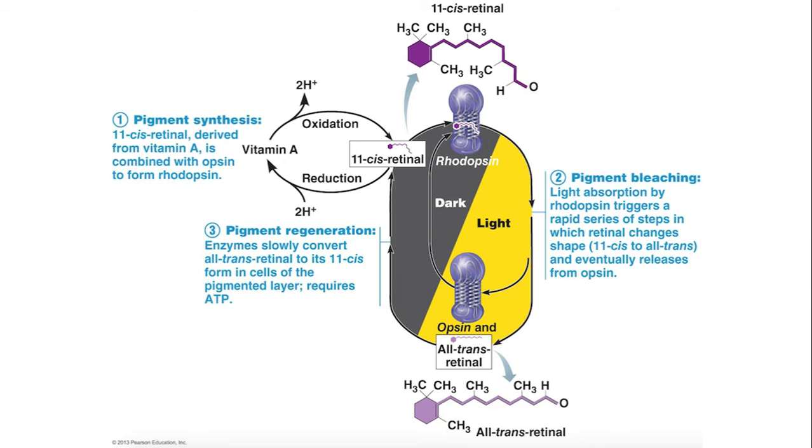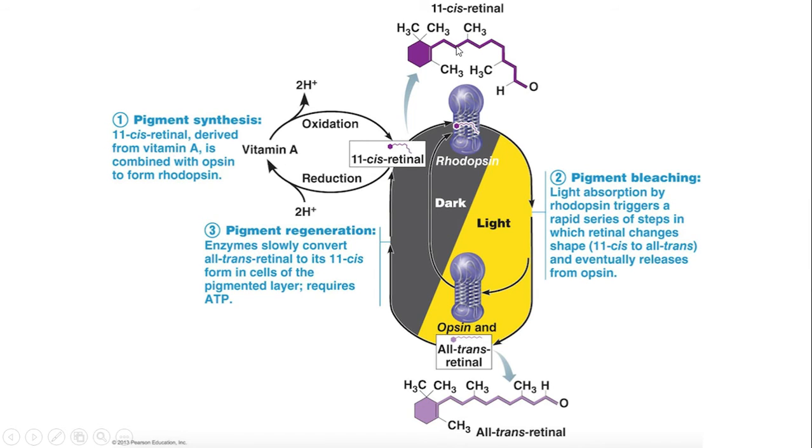What happens when finally light energy is absorbed? Well, that's when we get something called pigment bleaching. And the bleaching itself really just means the breakdown of the pigment. So we're just breaking down the pigment of rhodopsin, and we're separating the retinol from the opsin itself. You can see that they're not bound together. So light absorption by rhodopsin triggers a rapid series of steps, which we're going to cover in, I think, 2 slides from now, in which retinol changes its shape.